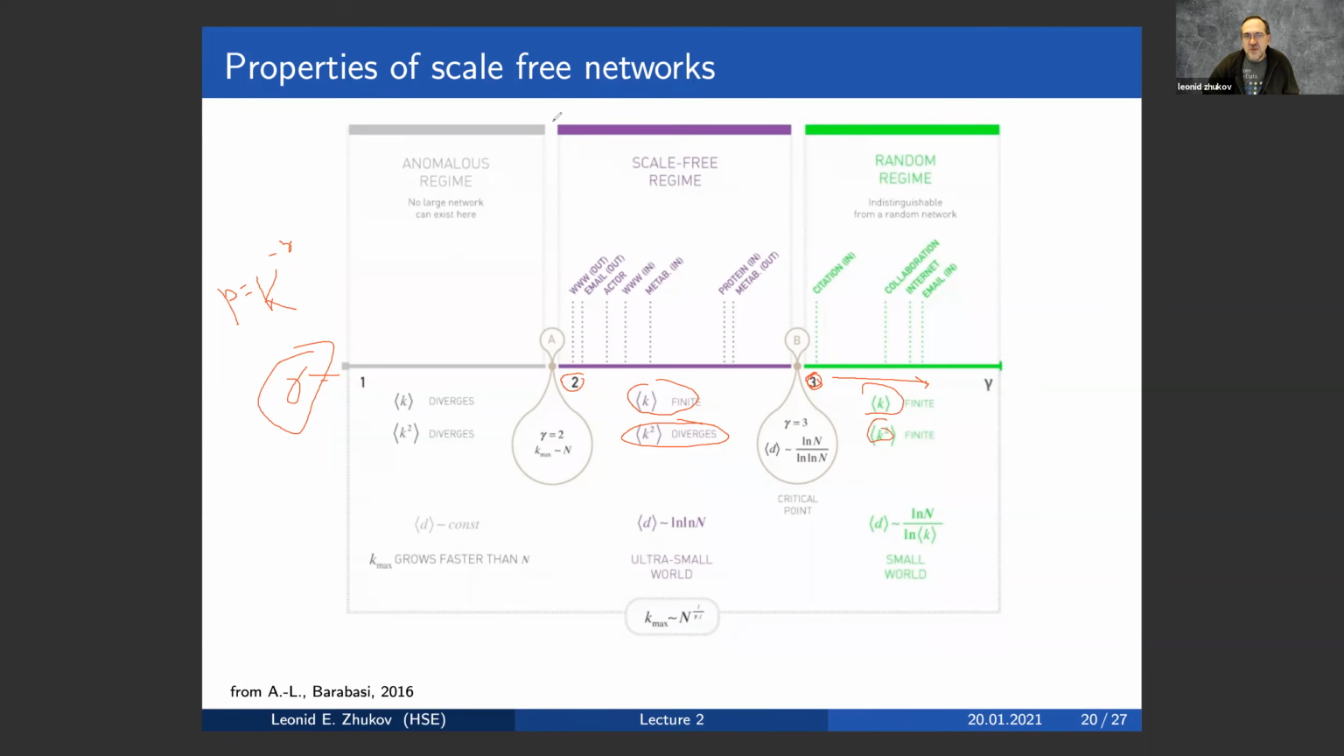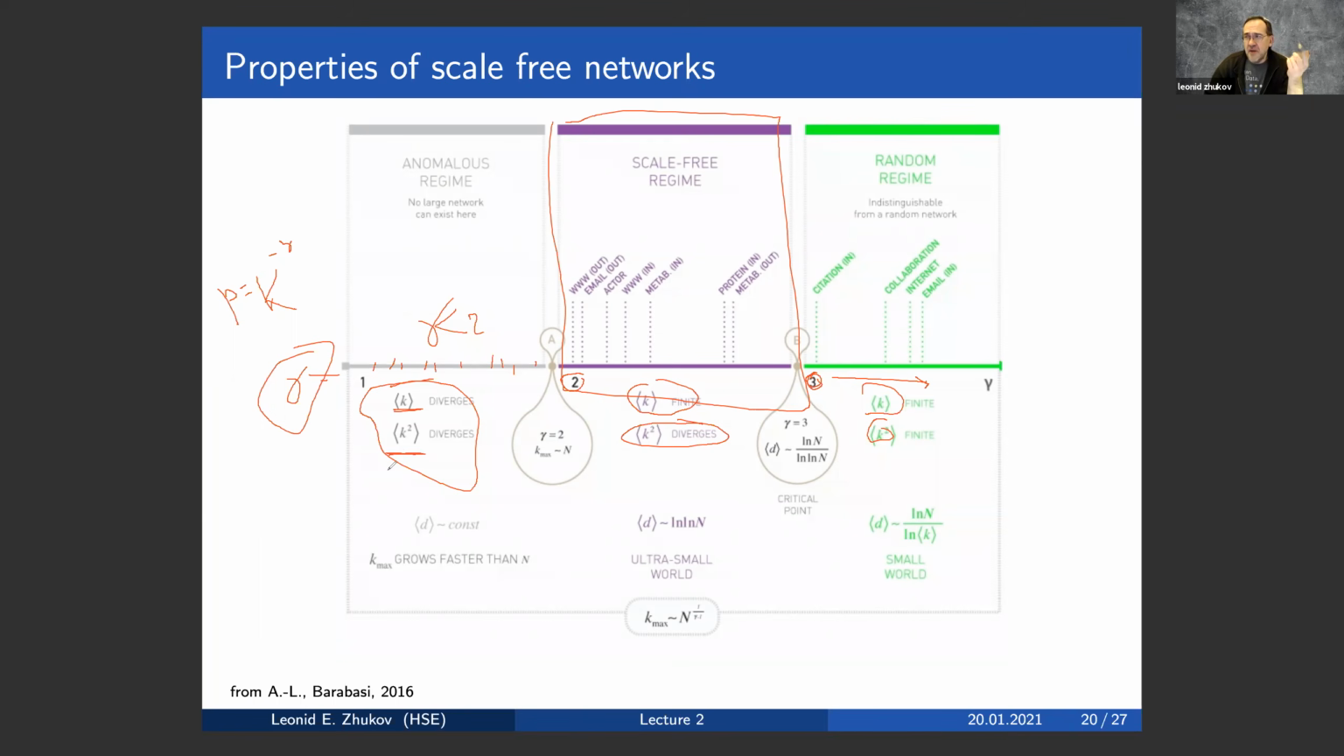And so this region from 2 to 3, that's what's called the scale-free regime, right? This is where most of our scale-free networks live, with the gamma coefficient in between 2 and 3. The most weird, the most bizarre part is here, when gamma is less than 2, right? Because here you will get average k diverging and average k squared diverging. So this is very strange.